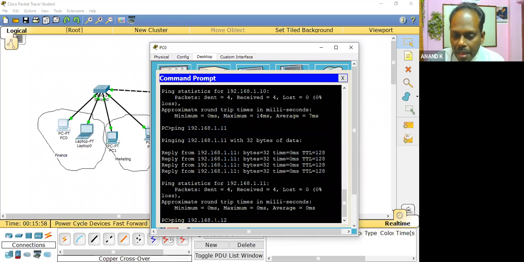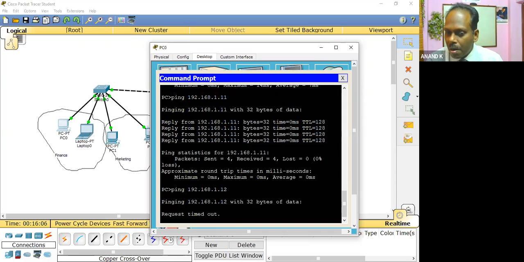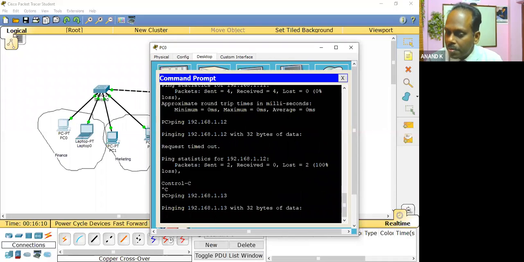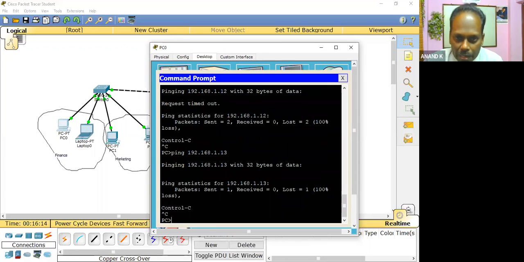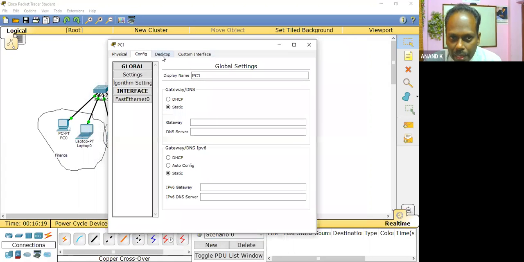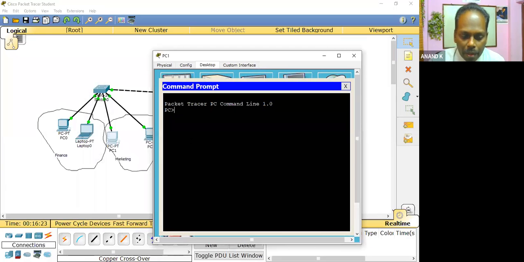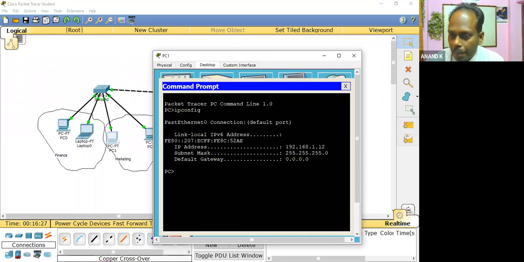But if I say 1.12, it should not happen, because they are in a different department. It will not happen now. Is this clear? The same thing with 13 also. It will not happen. But if I take the marketing fellow, you know his IP. His IP is 12. ipconfig. His IP is 12.